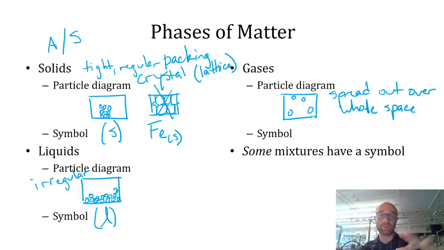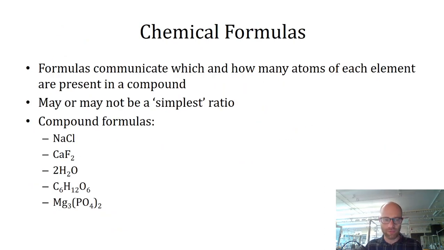Now I'm just showing an element here, but obviously you can show a particle diagram of a compound gas just as easily, just by making sure that the particle looks a little different. We can still make that change. And then the symbol to show a gas is just a G in parentheses.